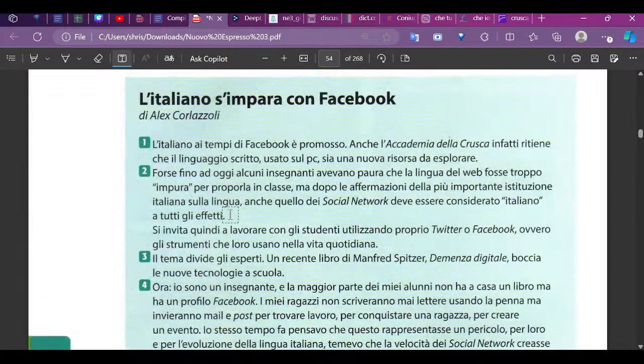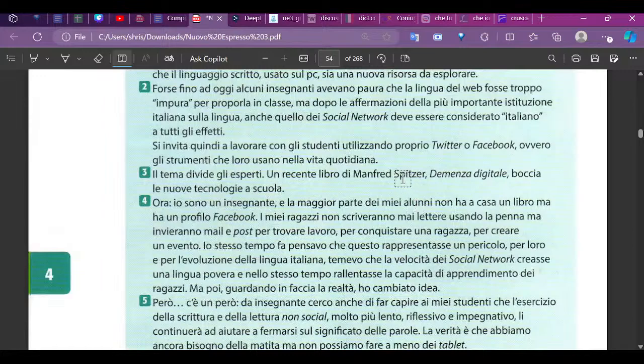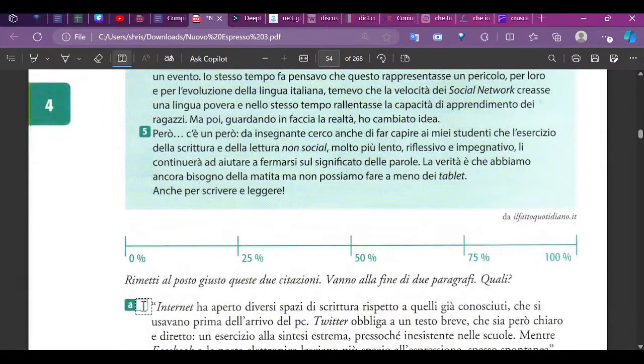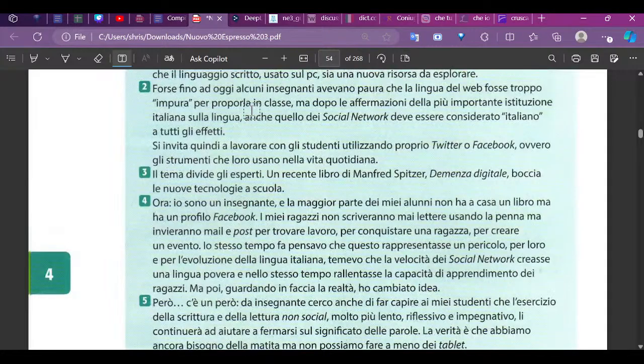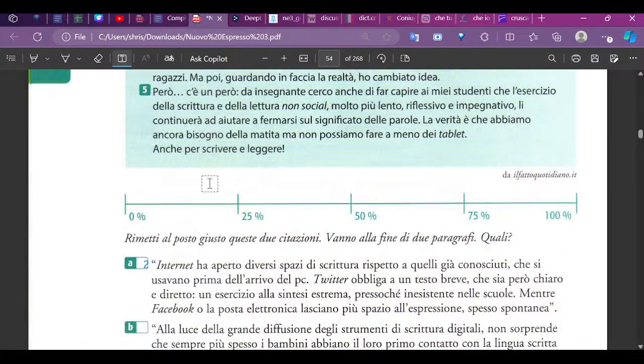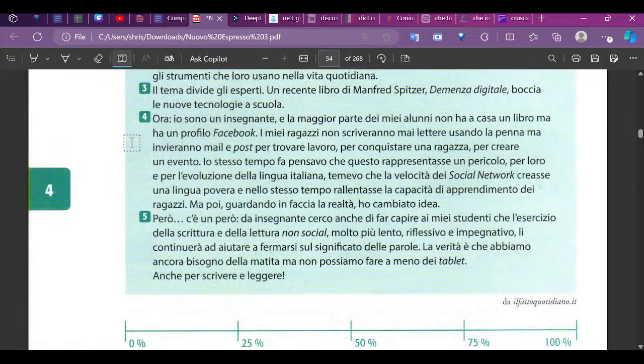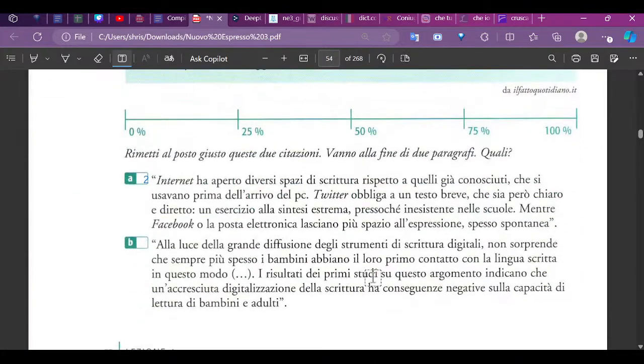Okay, it can't be the first one though. This can't be here, maybe. Maybe this would be at the end of two. It makes sense because it refers to Twitter and Facebook specifically here as well. Yeah, I think B would then be over here, because it's a little bit negative. Basically saying that children get their first exposure to language on these digital platforms, so it could negatively impact their ability to write well.